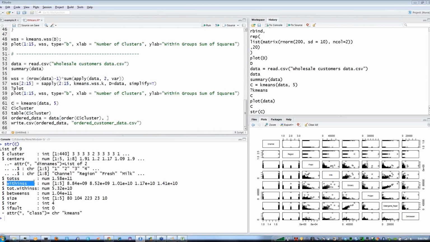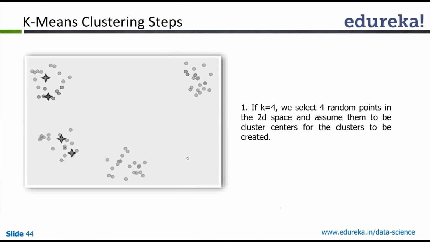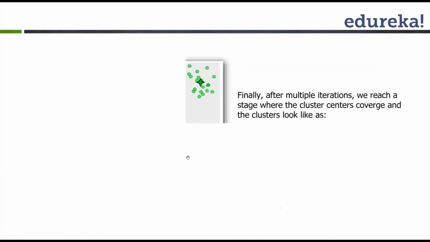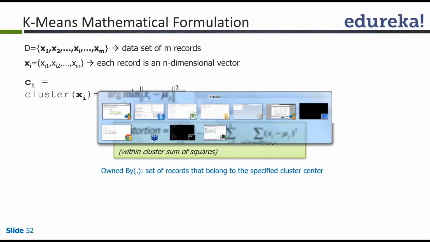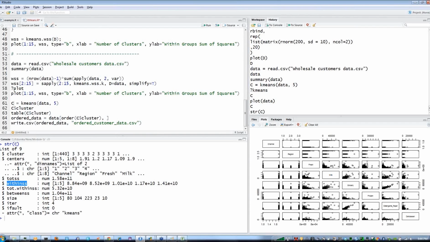So within SS is the within sum of squares, meaning the distortion that we computed. It's called within sum of squares because you are computing the distance between the data point and the cluster center, so you are computing the distances within the cluster. So that is the metric here. This is the within sum of squares for the first, second, third, fourth, and fifth cluster. So this distortion is simply the sum of all these values.